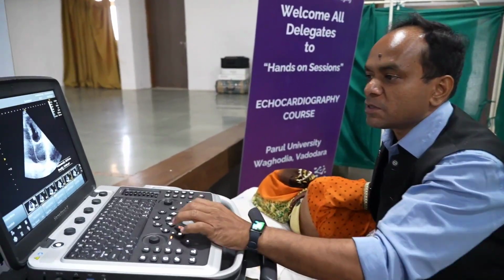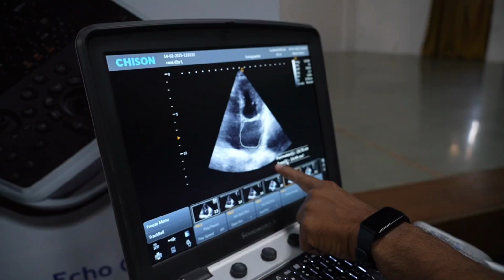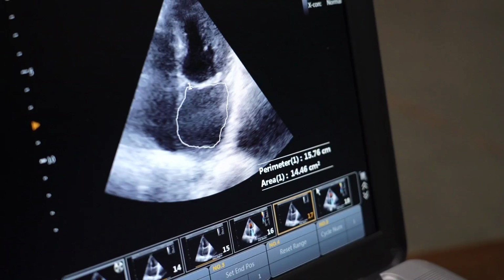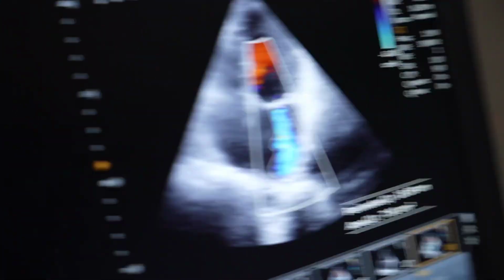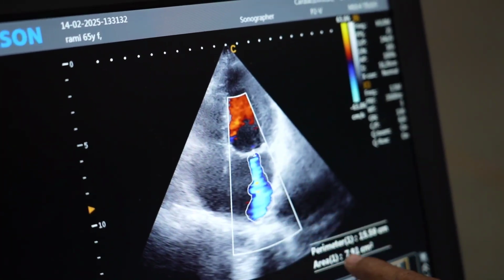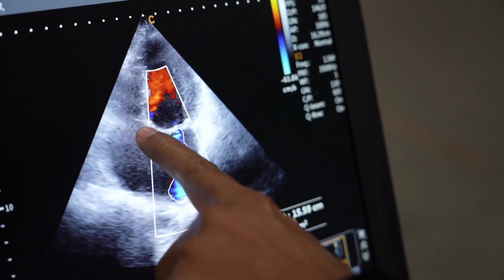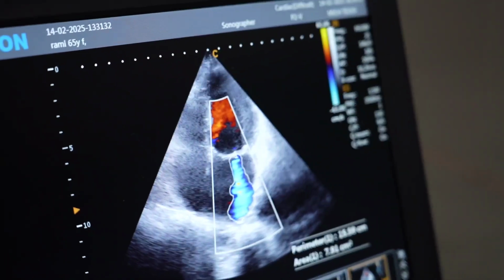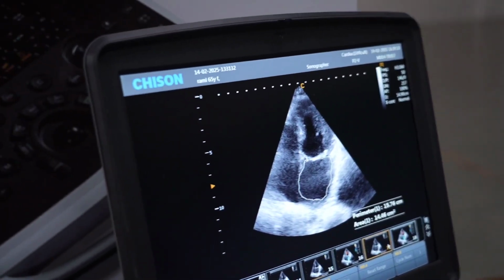So let us see what the LA area was. In the meantime, I calculated this LA area, which turned out to be around 14 centimeters square. What happened when I calculated the area of the jet that is coming inside the LA? The area of the jet coming back into the LA is around 8 centimeters square. So clearly this area of the jet regurgitating inside the LA is more than 50% of the LA area, and hence this is a significant, or you can say a severe type of mitral regurgitation.